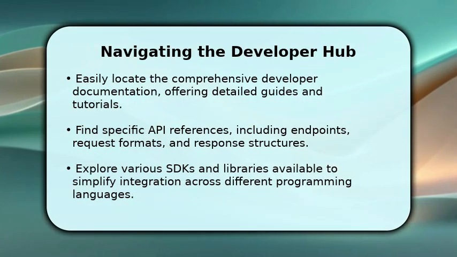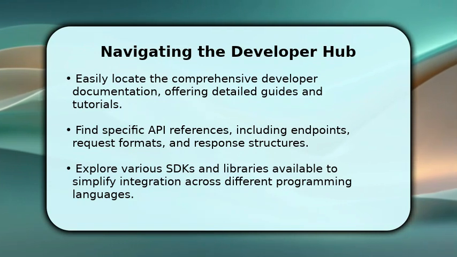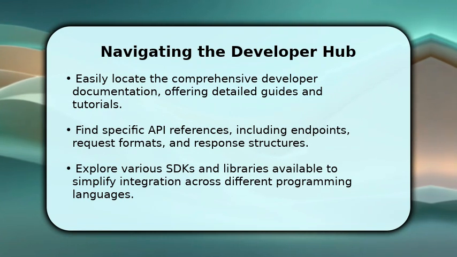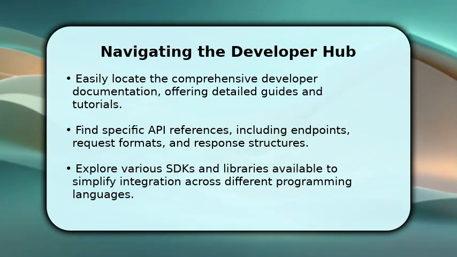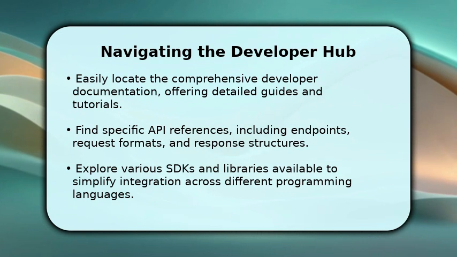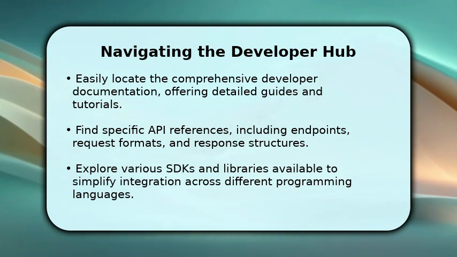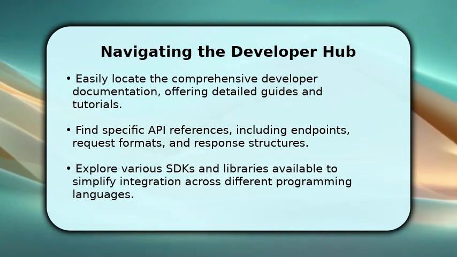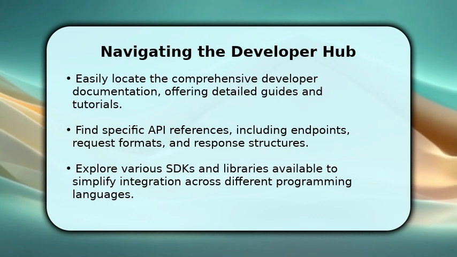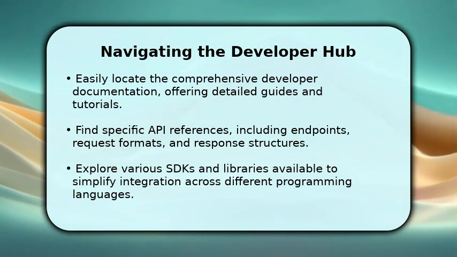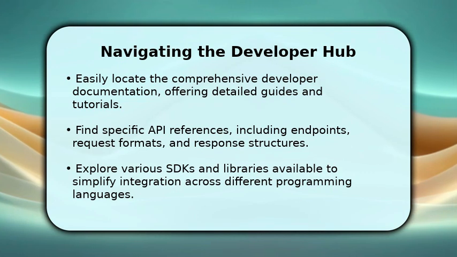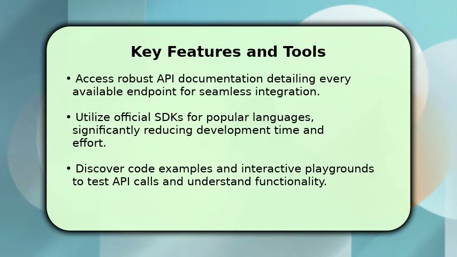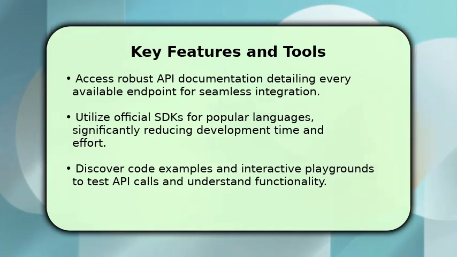Navigating the Canva Developer Hub is straightforward, designed to get you to the information you need quickly. You will find clearly organized sections for documentation, API references, and software development kits. Use the intuitive search function to pinpoint specific topics or browse through categories like Getting Started or Authentication. This structure ensures that whether you are a seasoned developer or just beginning, you can efficiently access the resources necessary for your project.